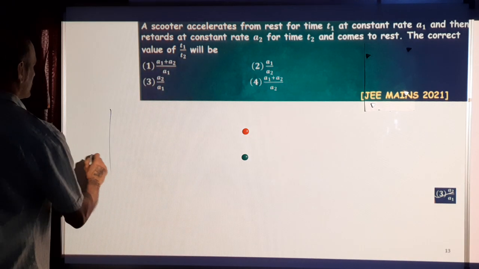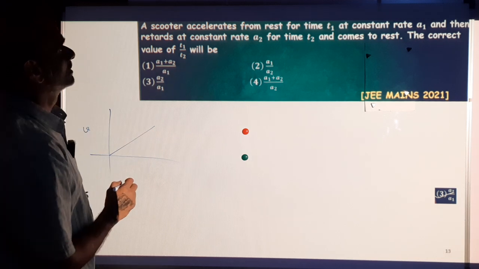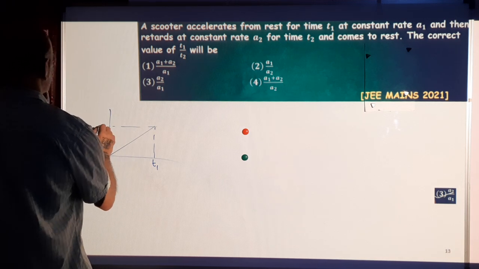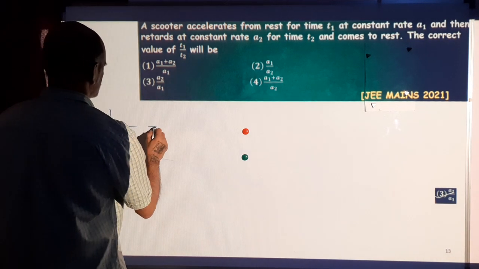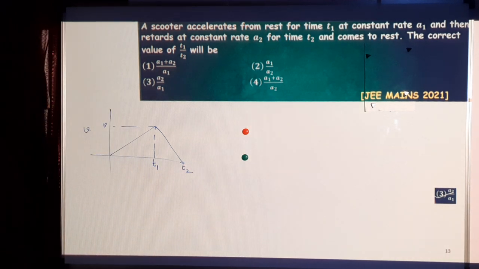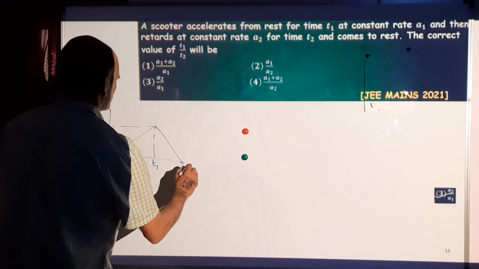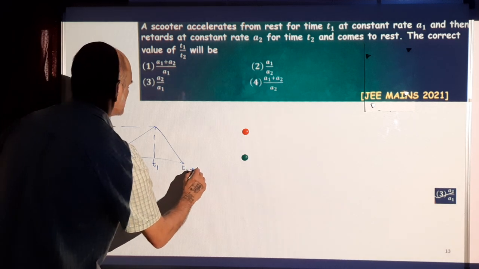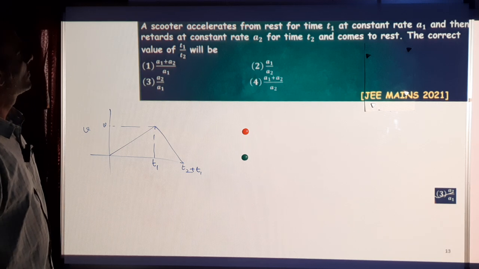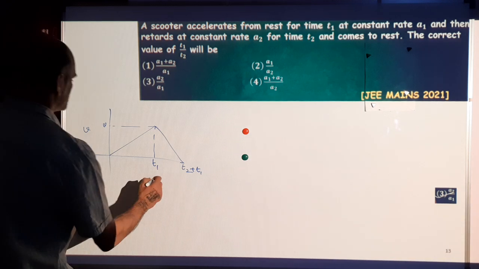So the velocity time graph of this one. It's starting from rest and it accelerates for a time t1. It will reach some value, say v. And after it retards, and this time is t2, so from here to here it's t2. So the total time will be t1 plus t2. It's important to understand this one. The scooter is starting from rest for time t1 at a constant rate a1 and then retards at a constant rate for time t2. This interval is t2.